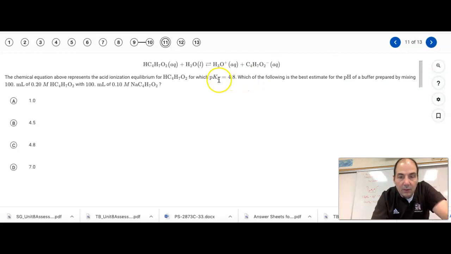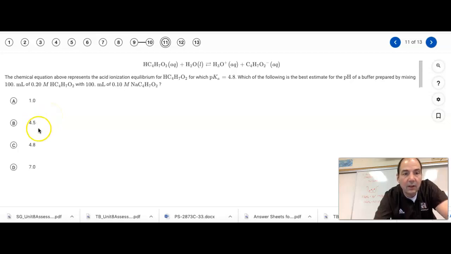We're told that for this reaction, pKa is 4.8. Which of the following is the best estimate for the pH of a buffer prepared by mixing 100 mL of 0.2 molar of the acid and 100 mL of, let's see, well, that's butanoic acid and sodium butanoate. But we have more of the acid than the base, so that means the pH should come down a little bit.